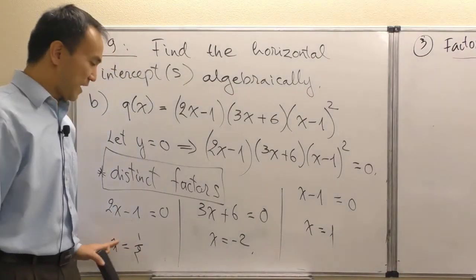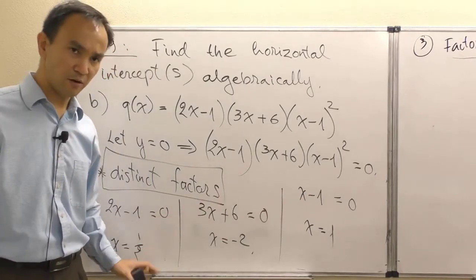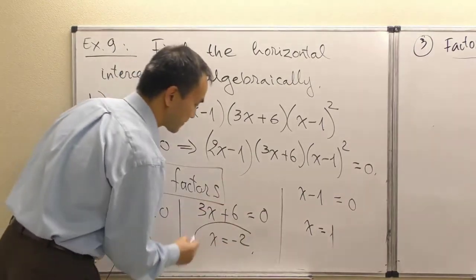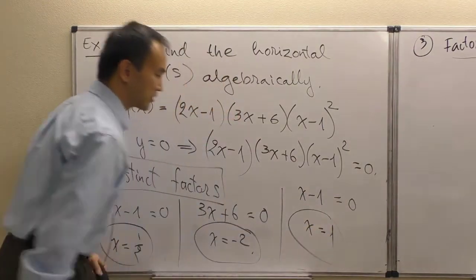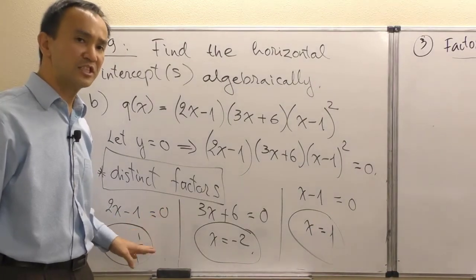All right, so we found only three separate solutions right here, only 3 separate. Now we call them horizontal intercepts. All right, 3 separate horizontal intercepts. So let's use the graph to confirm our result right here.